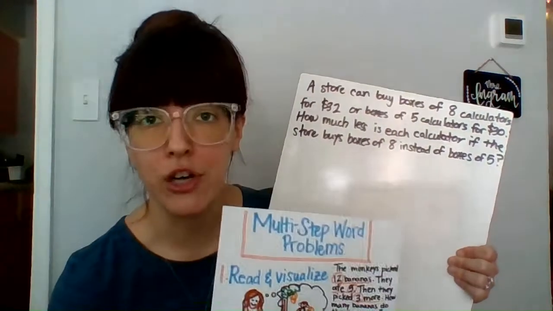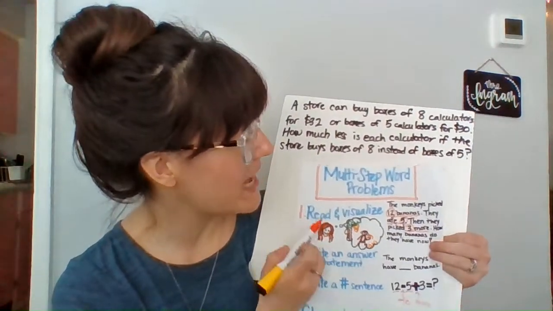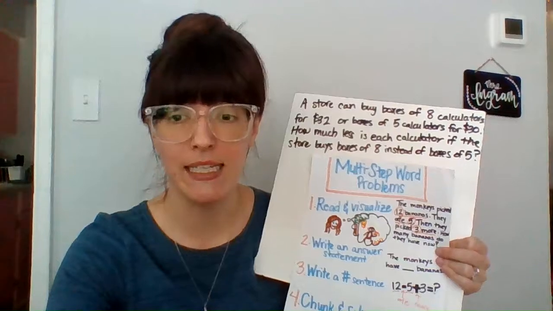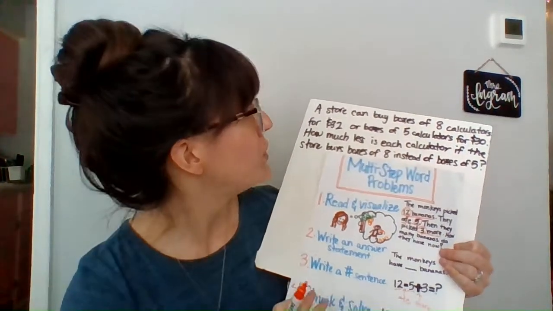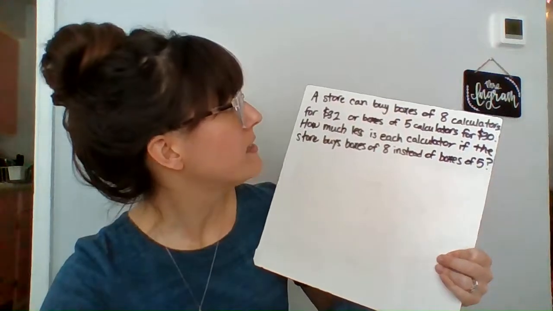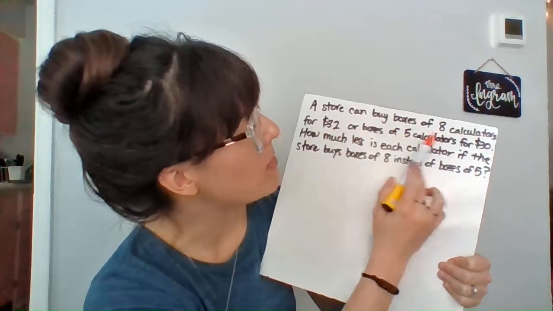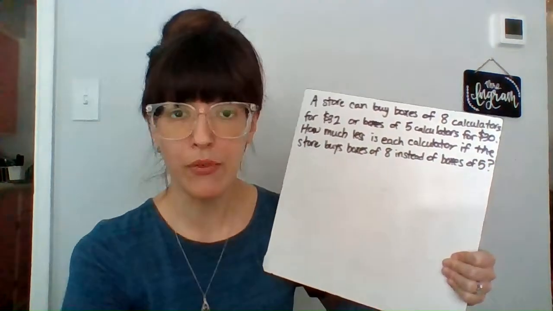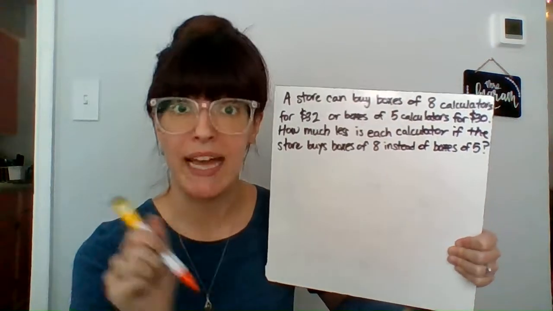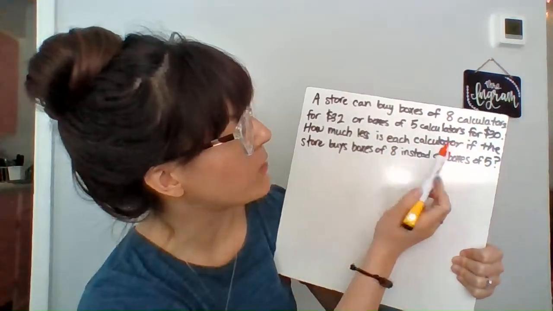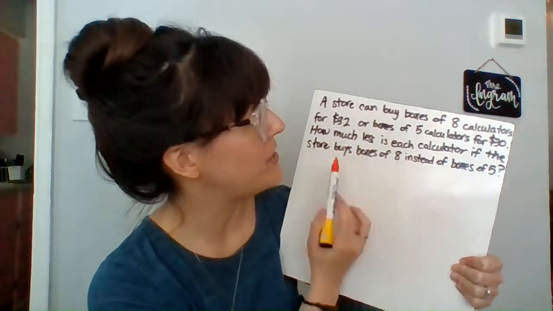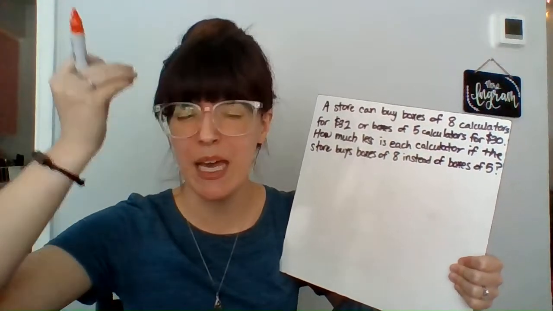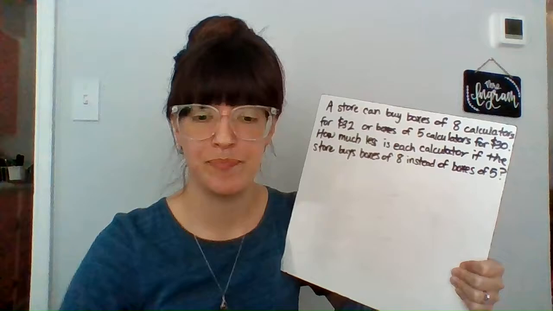Bang, anchor chart. So first of all, we're going to read and visualize the problem. I'm going to be picturing this problem in my head to try and understand what exactly it's talking about. So as I read and visualize, what is this problem discussing? Can buy boxes of 8 calculators for $32 or boxes of 5 calculators for $30. All right, so we're talking about a store that's buying calculators, and specifically it seems like we're trying to save some money and figure out the difference in price between boxes of 8 and boxes of 5. So as I picture this, I'm going to be thinking about stores and calculators and money.